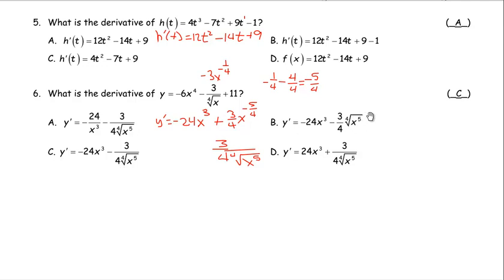This one's kind of close, but you see that that's the correct root, but it should be in the denominator because the exponent was negative. So C and B are quite similar, but the root's supposed to be in the denominator. So that's why C is correct and B is not.